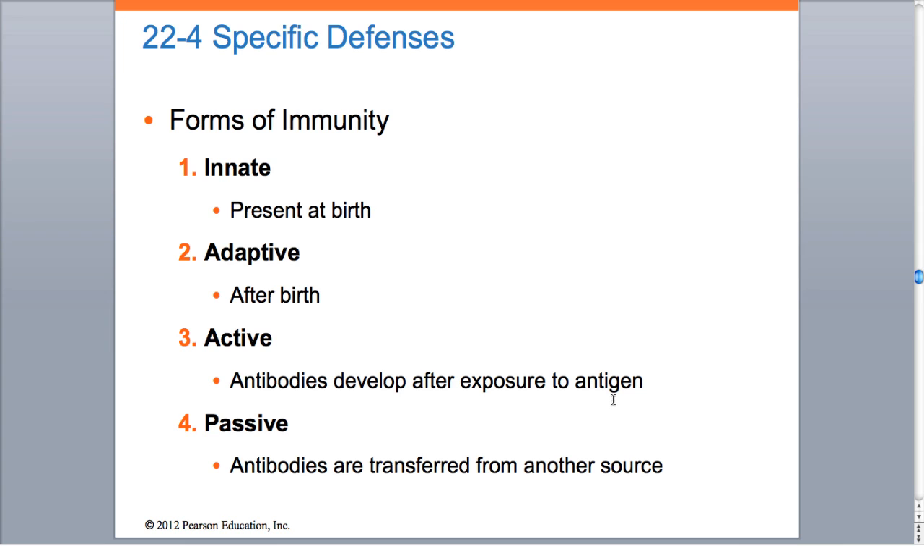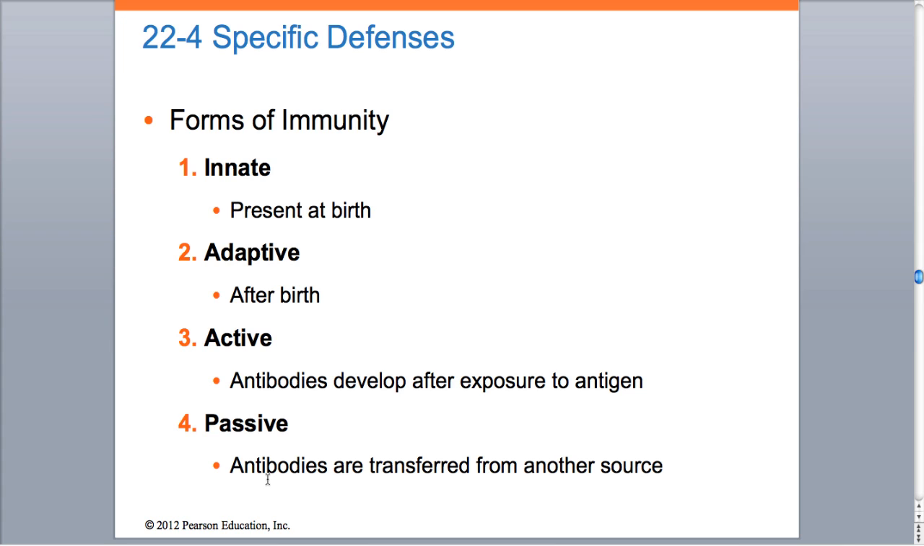Antibodies against the antigen. So active means that you were exposed to the antigen, you got sick, and you recovered by producing your own antibodies. Passive, on the other hand, is that you got antibodies from somebody else. So you got it from someone else.